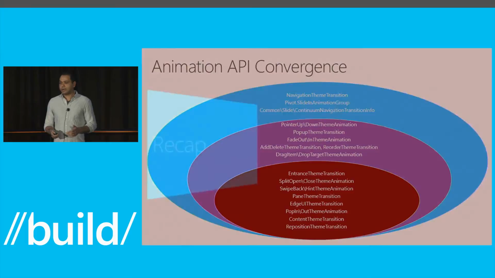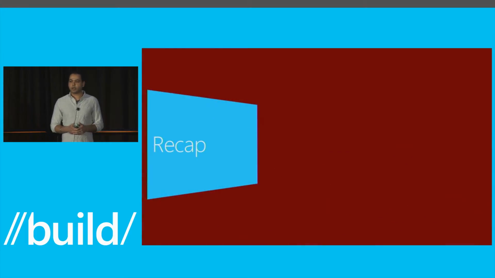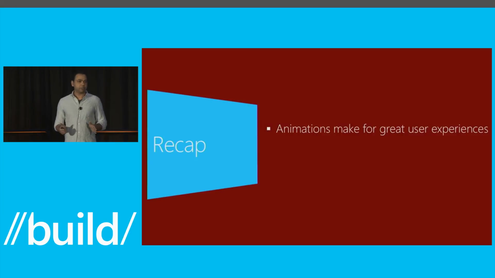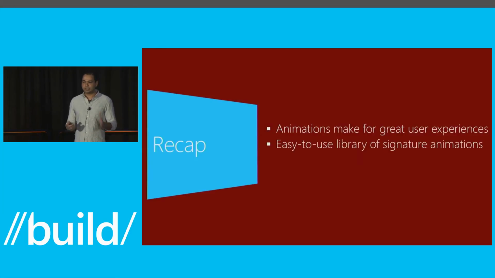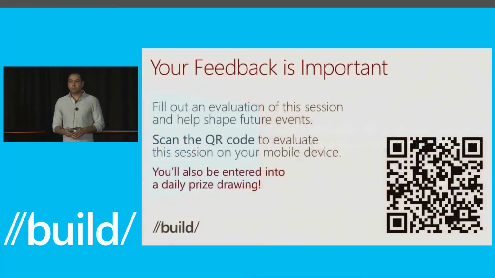So with that, I'd like to end this talk. To just give you a quick recap, animations make for great user experiences. And what we've done is we've created this signature library. You can go ahead, it's easy to use, and you can make your apps great. Your feedback is really important to us, so go ahead, give us feedback. We'll really look into it.